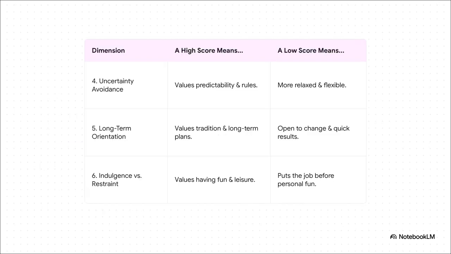Okay, the last 3 dimensions add some really fascinating layers. Let's run through them. Number 4 is uncertainty avoidance. Basically, how okay is a culture with the unknown? Some prefer clear rules and predictability, while others are way more flexible. Then, number 5, long-term orientation. Is the focus on tradition and long-term payoff, or on getting quick results and adapting to change? And finally, number 6 is indulgence versus restraint. Does society say, go have fun, enjoy life? Or is it more about discipline and putting work before play?